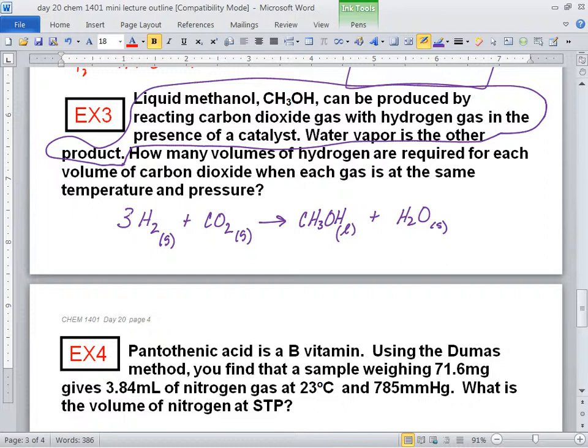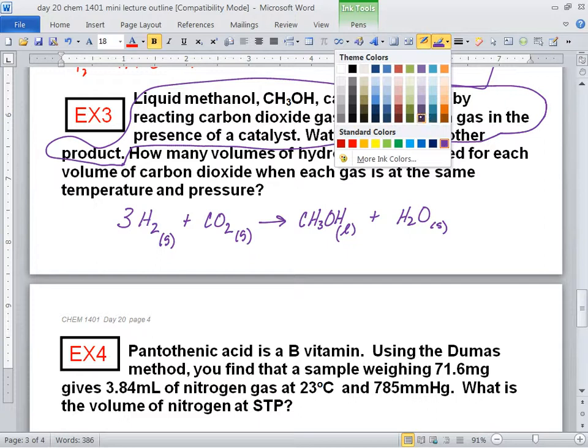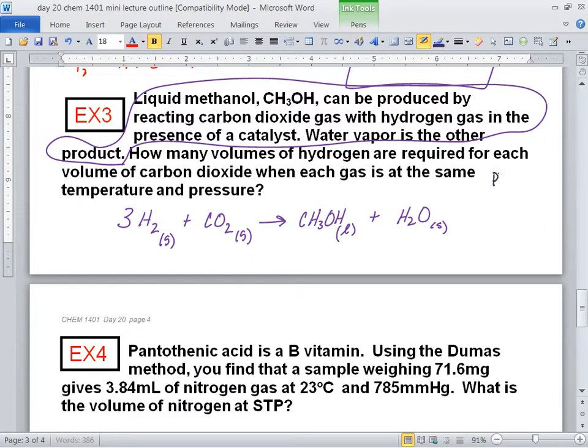Okay, so let's look at the question now. How many volumes of hydrogen are required for each volume of carbon dioxide when each gas is at the same temperature and pressure? The idea behind this is if you have PV equals nRT, and all the gases have the same pressure, volume, and temperature, they're going to have the same number of moles, n. All gases will have the same number of moles if you're at the same pressure, volume, and temperature.